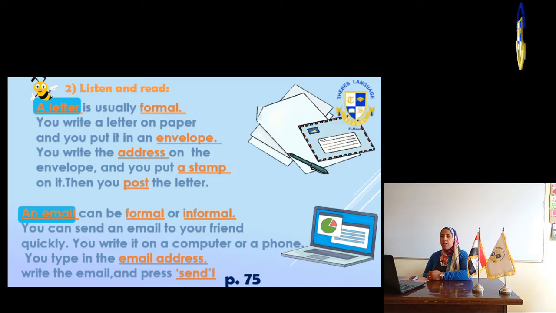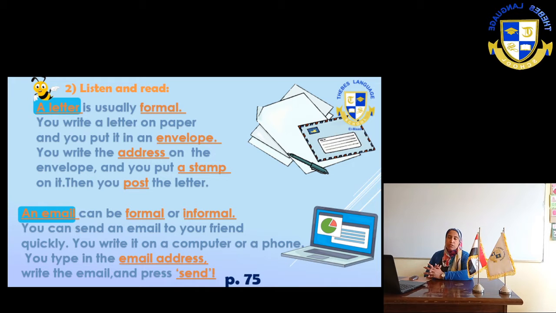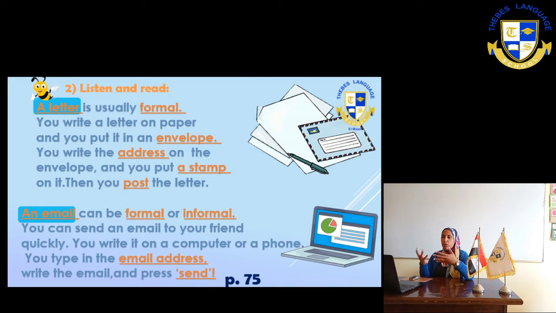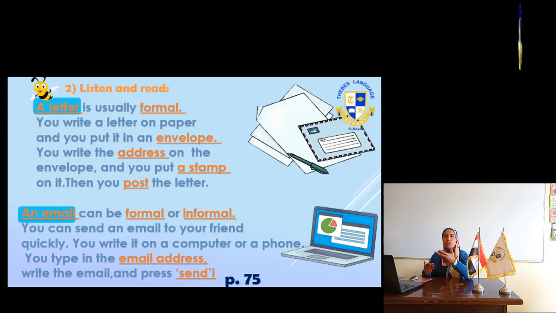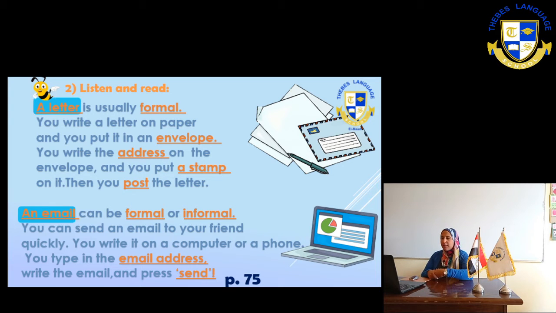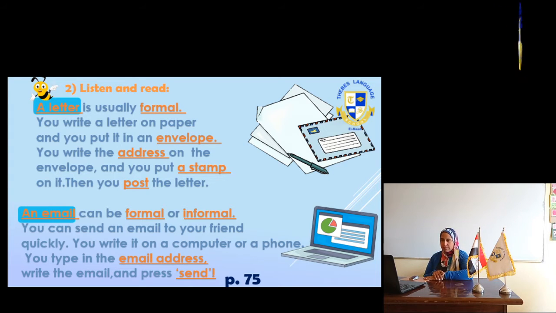You can send an email to your friend quickly. You write it on a computer or a phone. You type in the email address, write the email, and press send. So you need to write your email, whether it's formal or informal. Informal, if you're going to send your friend a quick email, you use your computer or your phone. You're going to type the email address of your friend, then write the email you need to tell him or her, and then press send.